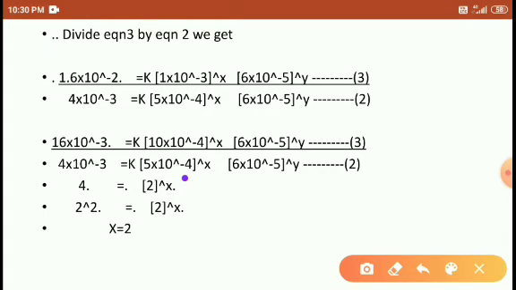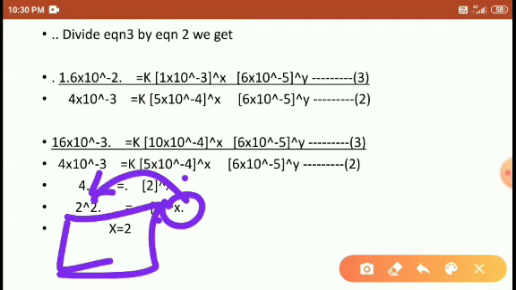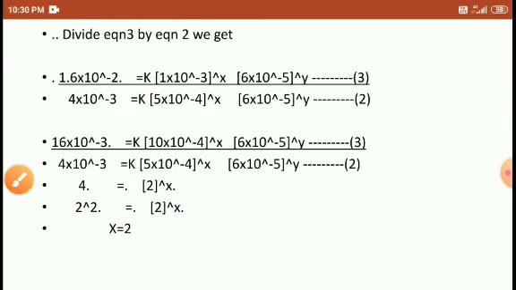x. The concentration of A is taken as 2 into 10 to the power of 2, raised to the power x. So 2 you have to write as 2 to the power of 2. Then the base is the same here, and the x value is equal to 2. So we have to write here x is 2. Right, students? X is 2.